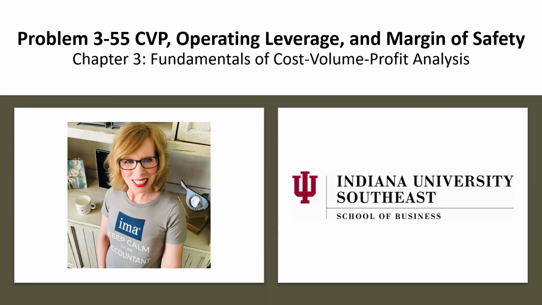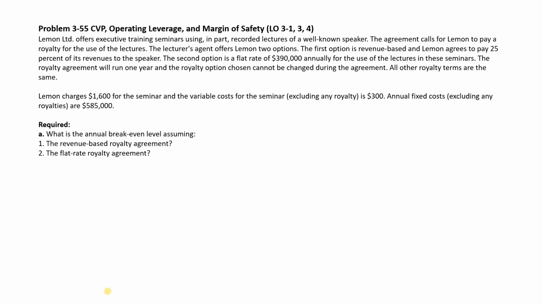In this video, I'm going to demonstrate concepts of CVP analysis, operating leverage, and margin of safety using problem 355 as an example. We're going to be a training company, and part of what we incur is recorded lectures, and we're trying to determine, what arrangement should we use? Should we use a revenue-based arrangement that we would pay 25% of revenues, so that would be a variable cost, or should we instead use a flat rate of 390,000 and that would be a fixed cost?